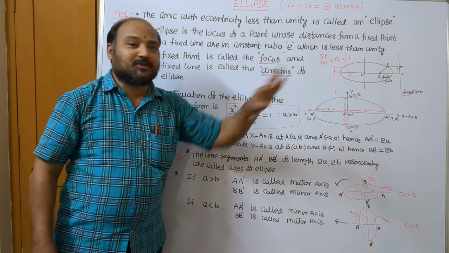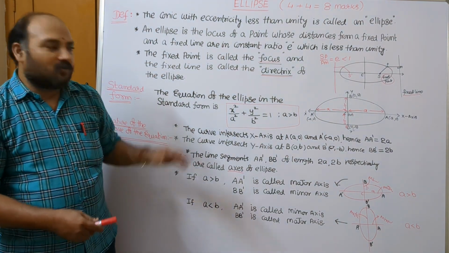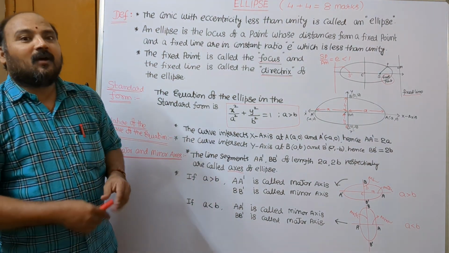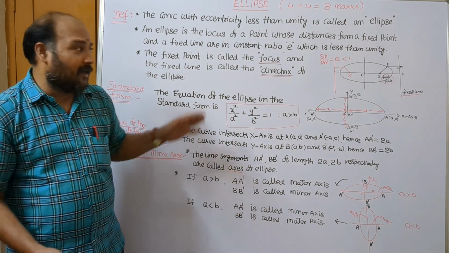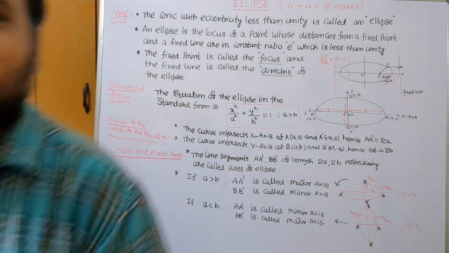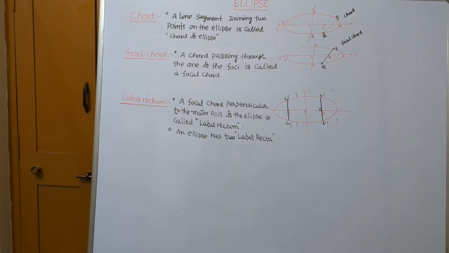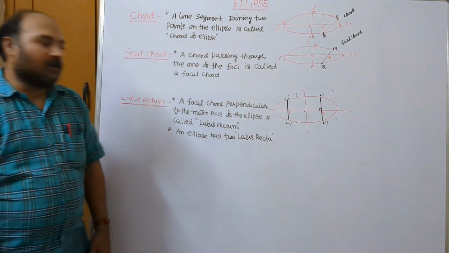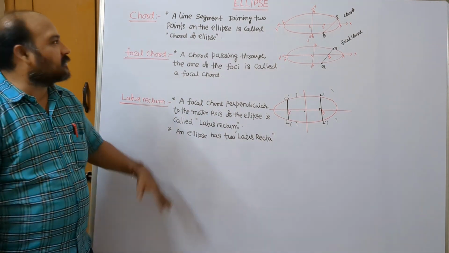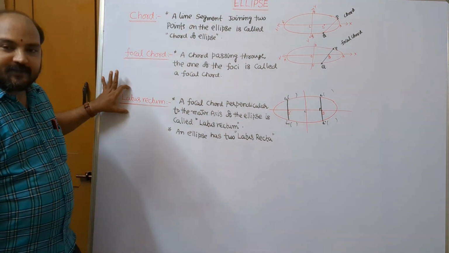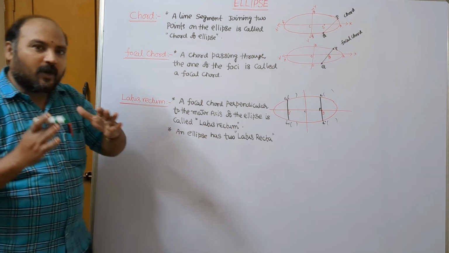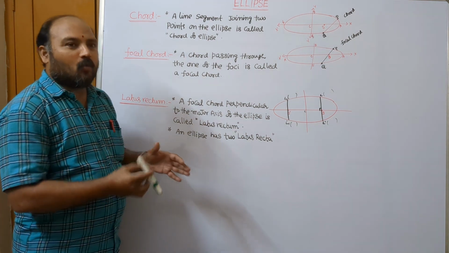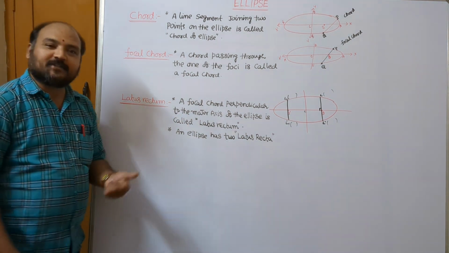In ellipse, 2 or 4 marks questions we are going to get. Now I am going to explain about focal chord, length of Latus rectum, and what is double ordinate. After completing the discussion of major axis, minor axis, chord, focal chord and Latus rectum, based on this we also have important results related to this concept. So we need to know what is chord, what is focal chord, what is Latus rectum.